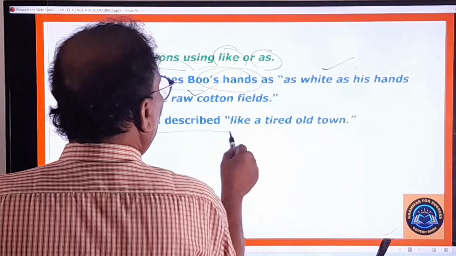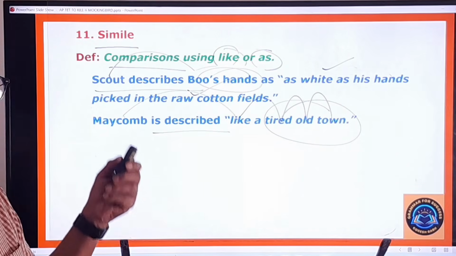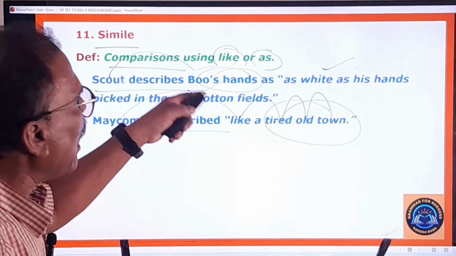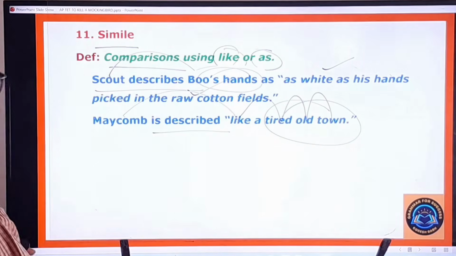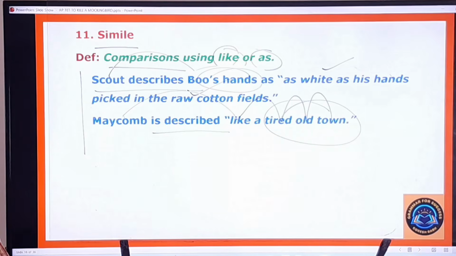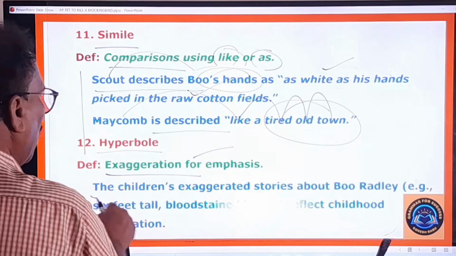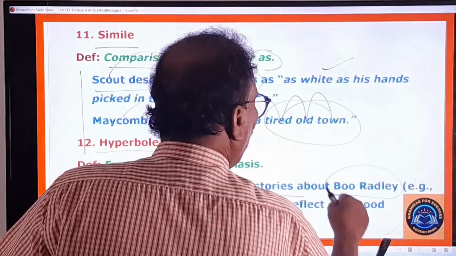And Maycomb is described as like a tired old town. How is this Maycomb? This fictional town, it is like a tired old town. So in this way, these are the similes, and this simile is the direct comparison. You know that very well. You go to the next one, hyperbole. Hyperbole means exaggeration. What is that here? Exaggeration for emphasis. And here the children's exaggerated stories about Boo Radley.